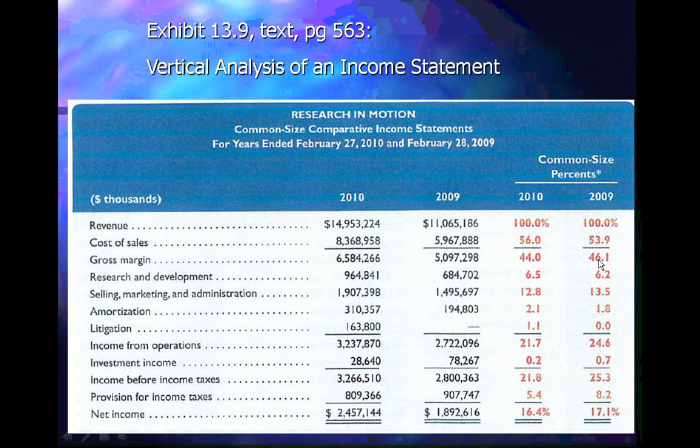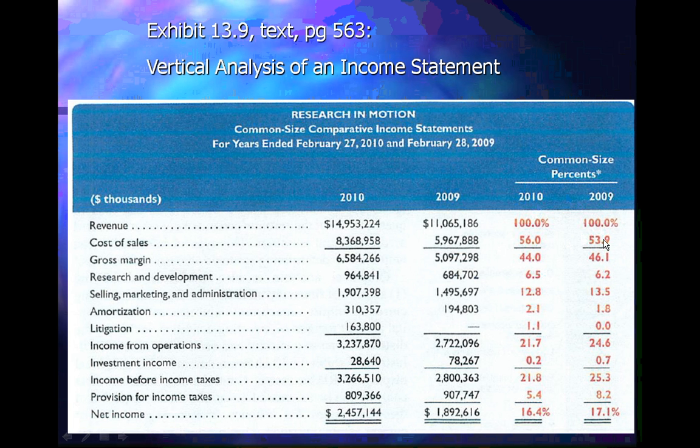To get these numbers over here in the 2009 column, the red numbers anyway, I divided every number on 2009 by 11.065. I didn't do anything horizontally, but now I'm going to combine what I call horizontal and vertical. I've got two vertical analyses here, or two common size statements. Now let's compare just the percentages, the red numbers of 2009 to the red numbers of 2010.